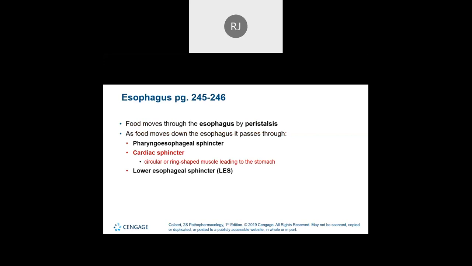On pages 245 and 246, it covers the esophagus. Food moves through the esophagus by a wave-like motion called peristalsis. As food moves down the esophagus, it passes through the pharyngoesophageal sphincter and then to the cardiac sphincter, which is a circular or ring-shaped muscle leading to the stomach.